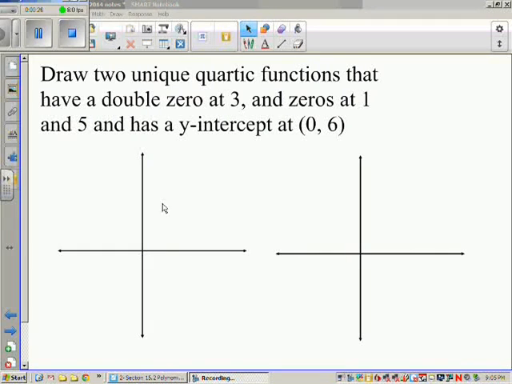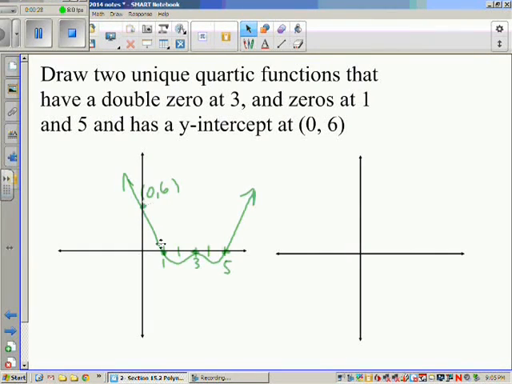Okay, well if we put all our dots where they need to be, we see that to get a double zero at 3, the curve would come down, open, it has to open up here, and then go through 1, bounce off, turn around, go back up, and go through 5. So we'd still have 1, 2, 3 turning points. It works. Now, you can't do it any other way.